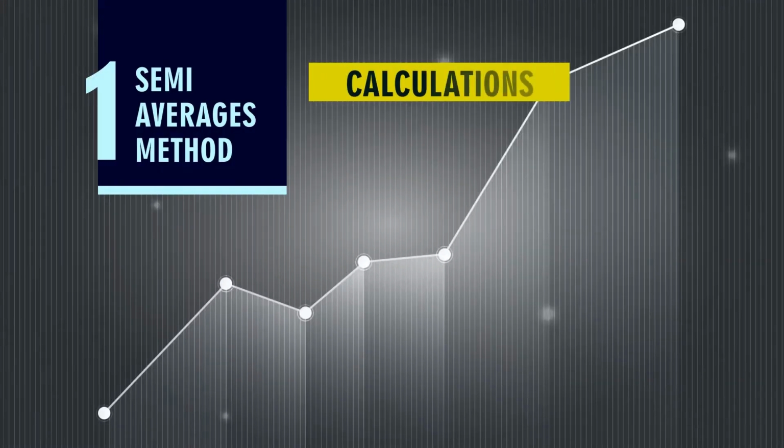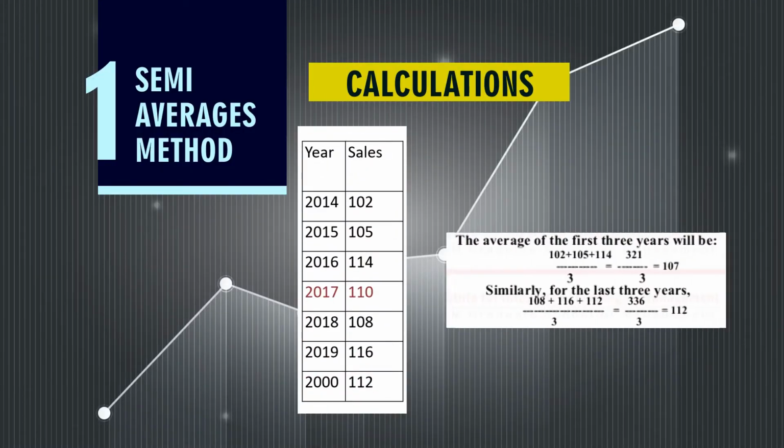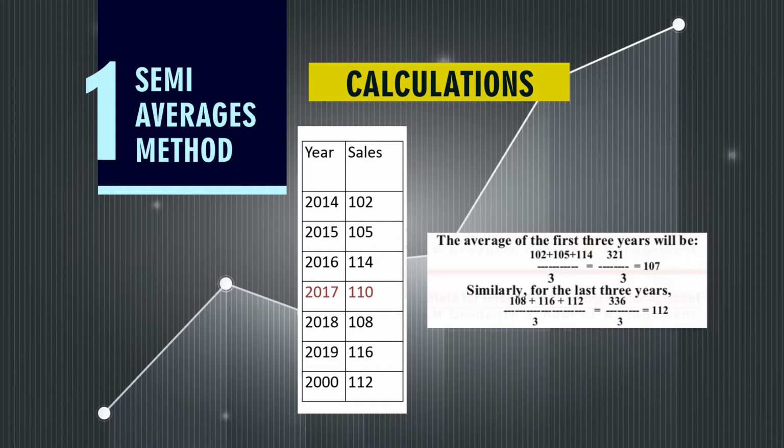So in 2014 the sales is 102, in 2015 the sales is 105, in 2016 the sale is 114, and in 2017 the sale is 110. On the other hand, in 2018, 2019 and 2020 the sale is 108, 116 and 112.